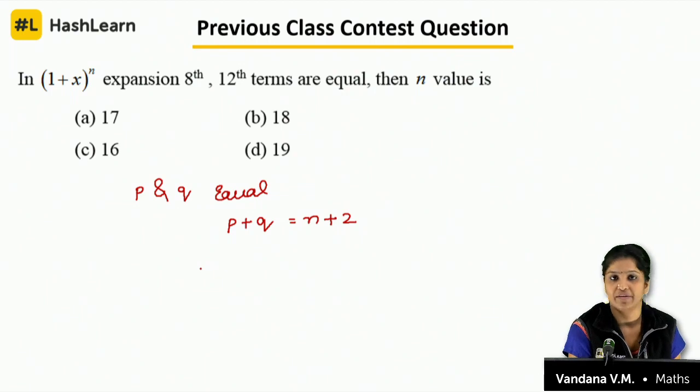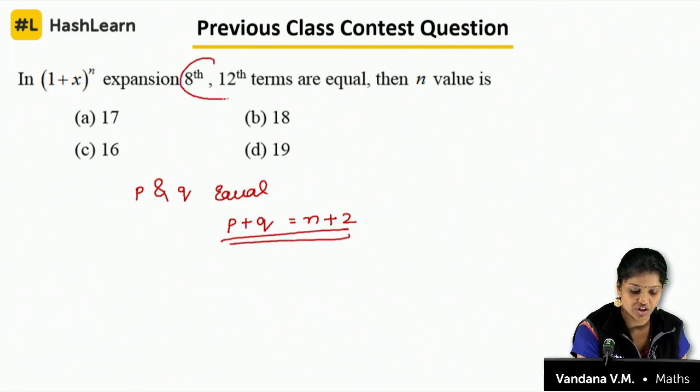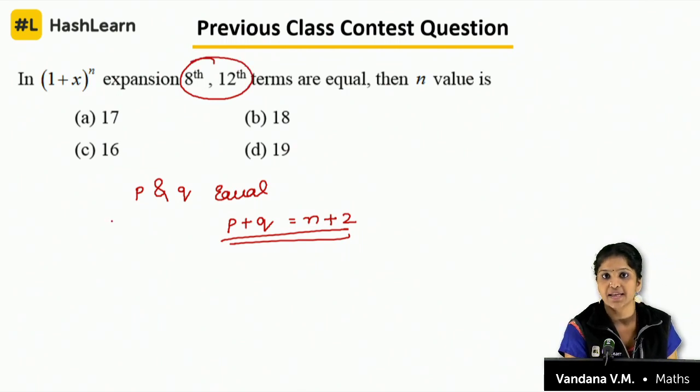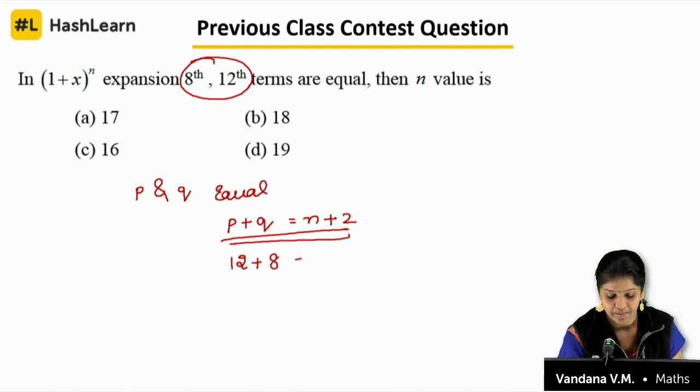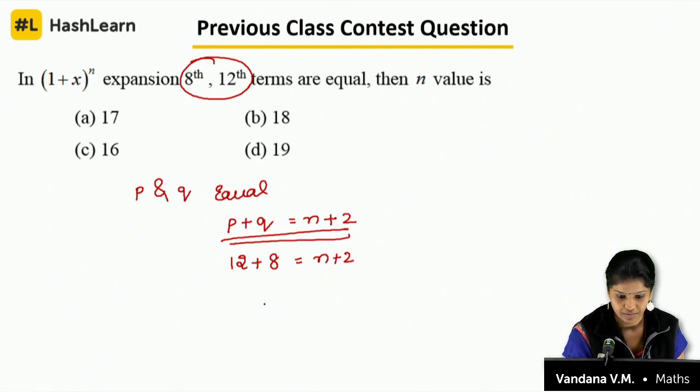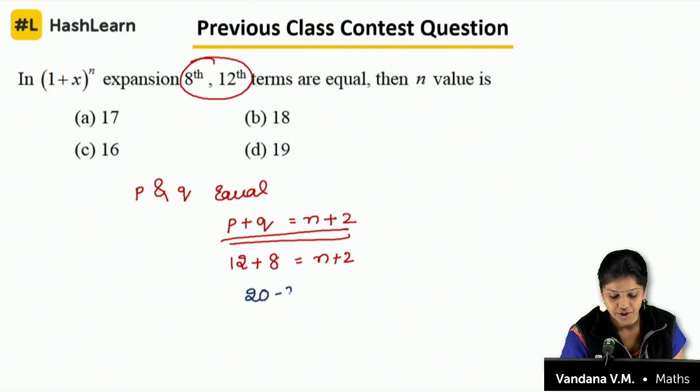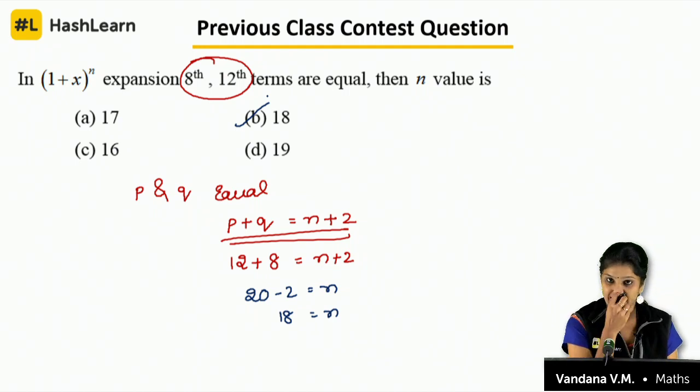I told you already, whatever the expansion it is, it has to follow this. Here, which terms are equal? 8th and 12th terms are equal. So, what condition does it have to follow? 12 plus 8 must be equal to n plus 2. So, 20 minus 2 is n, so 18. Yes, it is a very easy question, but no winner. Option B was the answer.